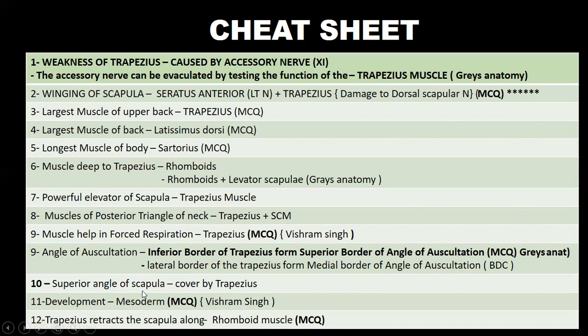Coming to the superior angle of the scapula. When we talk about the superior angle of scapula, the muscle which covers it is trapezius, as I already mentioned that it is the largest muscle of the upper back. Coming to the development, when we talk about embryology, the development is mesodermal and it is mentioned clearly in Vishram Singh. The trapezius retracts the scapula. We have already seen in the previous slide that the trapezius retracts the scapula with the help of which muscle? That is the rhomboid muscles. Rhomboids can be major and minor.